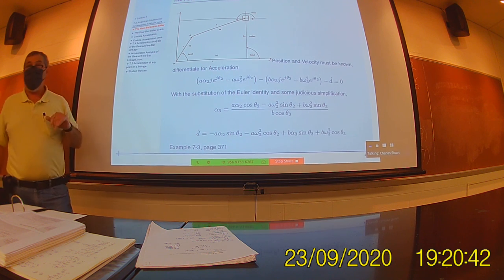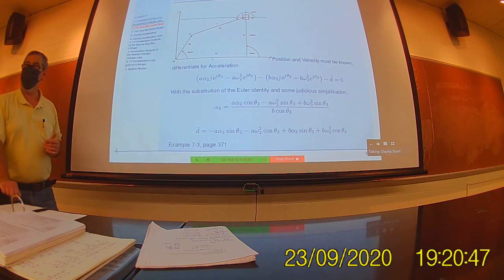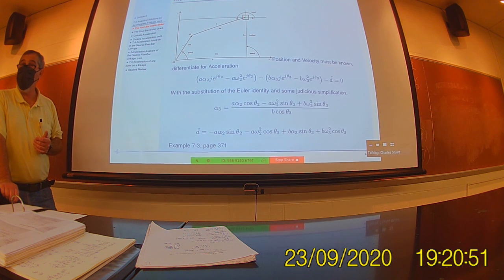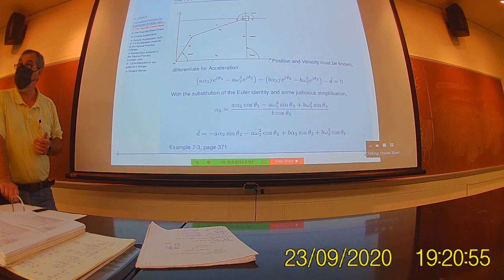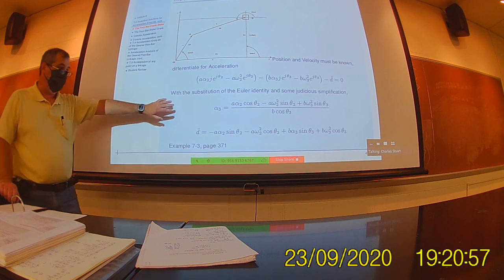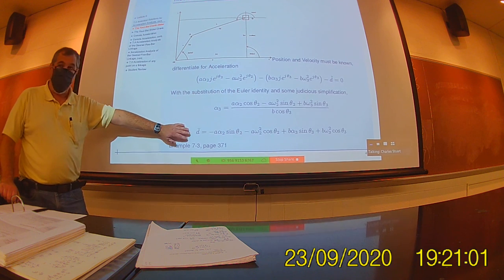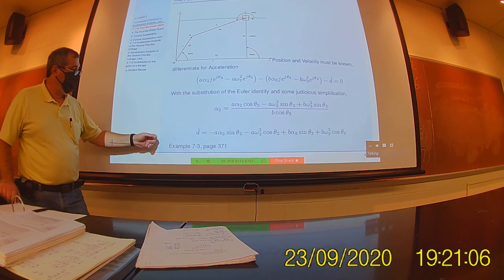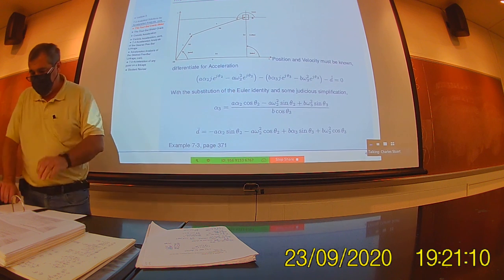Because this is a crank slider, it's a little bit simpler than that crank rocker. We don't need to go through all of the individual intermediate calculations. It simplifies down to something that's a little bit more manageable. Same thing with the acceleration of the piston for this mechanism. There is an example 7-3. It's on page 371.